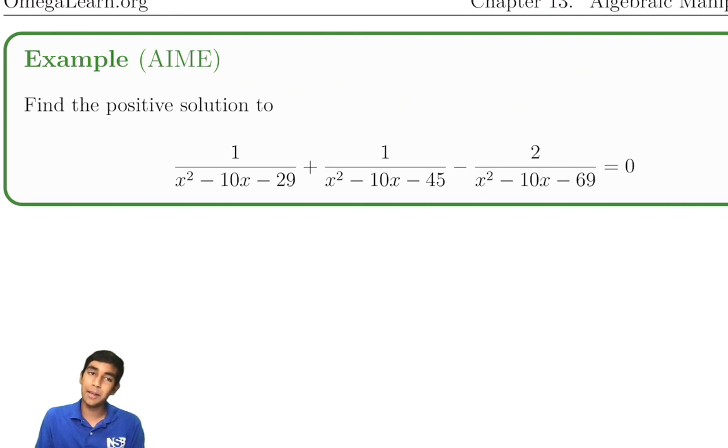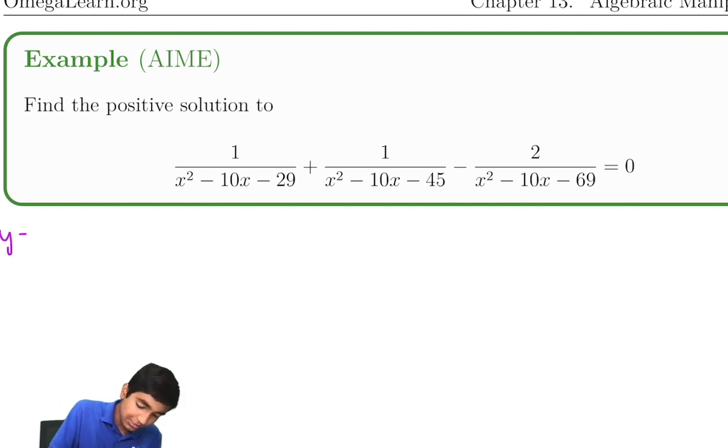Specifically, smart substitutions. The thing here is to observe that these terms look oddly similar, don't they? I mean, after all, they're all x squared minus 10x minus something, right? So maybe let's make a substitution. y equals x squared minus 10x minus 29.